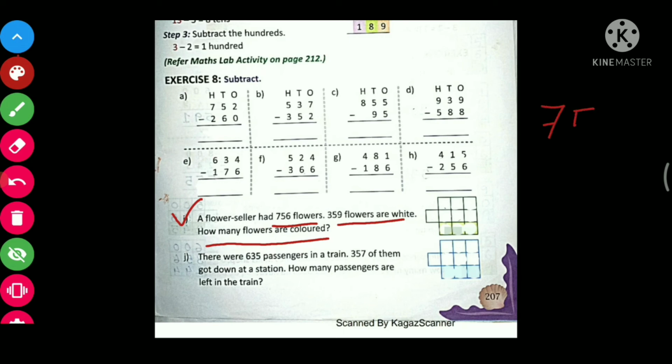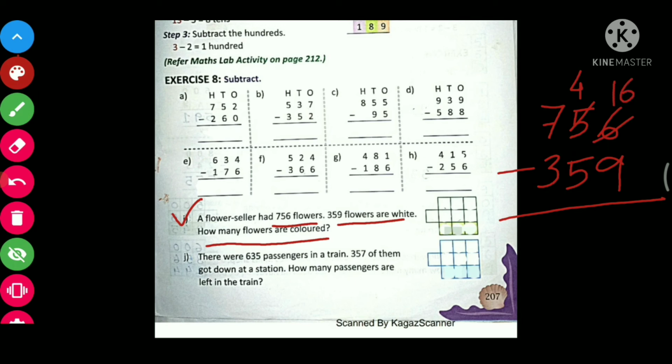So total is what? 756. And the number of white flowers are what? 359. So we need to subtract these two numbers. So see, in ones place 6 is there. We can't subtract 6 and 9, right? So it will borrow 1 from the tens place. Now this tens place will become 4, and this 6 will become 16. Now 16 minus 9, how much will it be? 7.